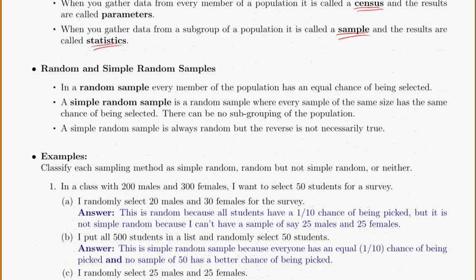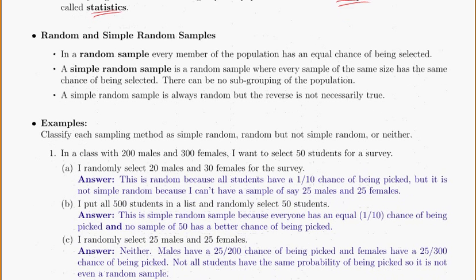So we'll start off with random samples. There are two kinds we're going to talk about: a random sample and a simple random sample. In a random sample, everybody has the same chance of being selected. Equal chance of being selected. It's a pretty straightforward requirement.